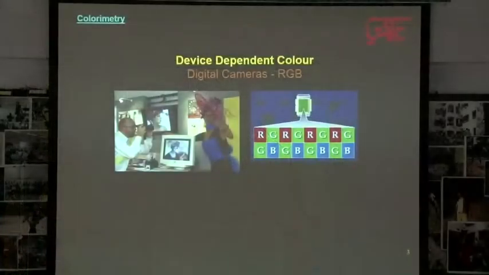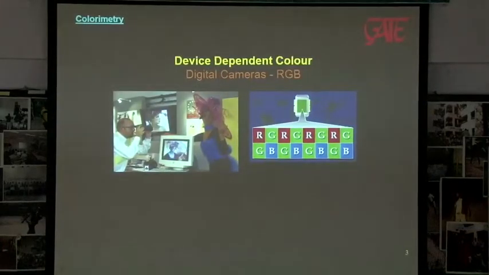So digital cameras are RGB cameras. We shoot with white light, which is separated into red, green, blue, and 3 signals are generated. It has sensors like this. Any digital camera, whether expensive or cheap, has sensors like this. So an expensive camera has high quality sensors.